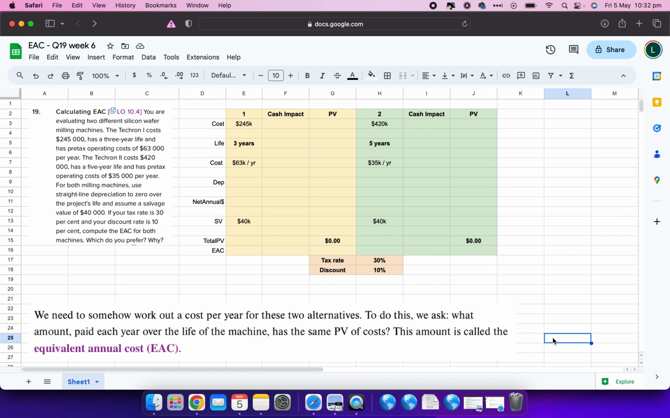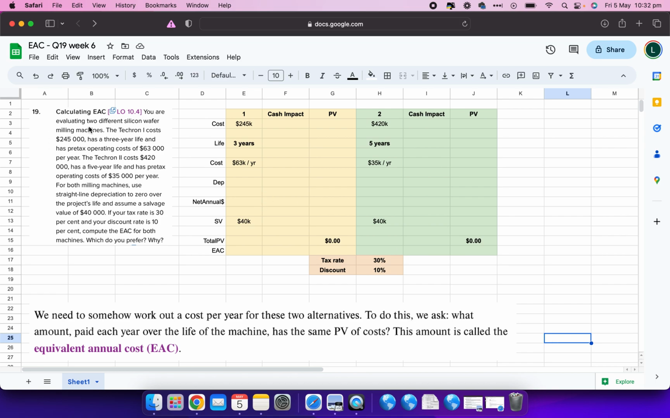So it's very similar to those cash flow, capital budgeting things we do. But here we're looking at the annual equivalent cost. Anyway, let's jump into this question. I've created a little table here to help us work through it all, and we can plug it all in. So let's have a read of the question.